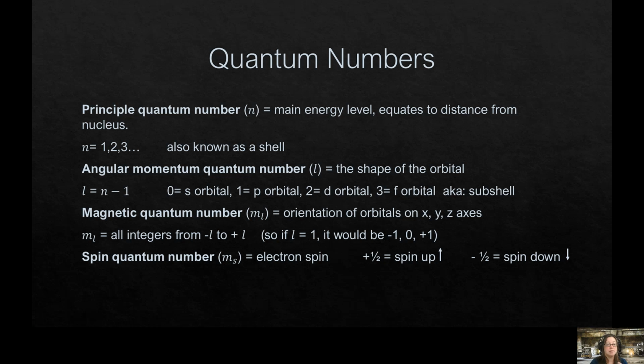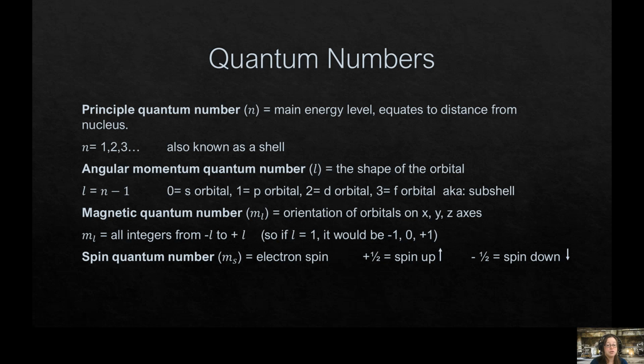Then your angular momentum quantum number is represented by L, and this is the shape of the orbital. Your angular momentum quantum number will be equal to your principal quantum number minus 1. And that tells you what kind of subshell you have. 0 gives you s orbitals, 1 is p orbitals, 2 are d orbitals, 3 is f orbitals. We call these subshells.